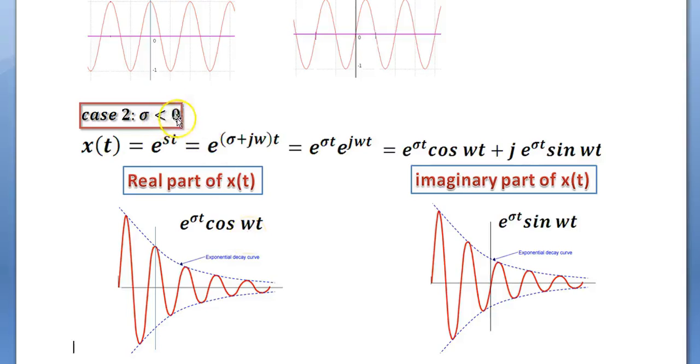When sigma is less than 0, if sigma is negative, it is a decaying exponential. So now this decaying exponential is multiplied with cos and with sine. This is the real part of the signal, and this is the imaginary part. Here e power j theta means cos theta plus j sin theta. So here decaying exponential is multiplied with cos. It's like a cosine waveform, but the amplitudes will reduce. It's like sine, amplitudes will reduce.